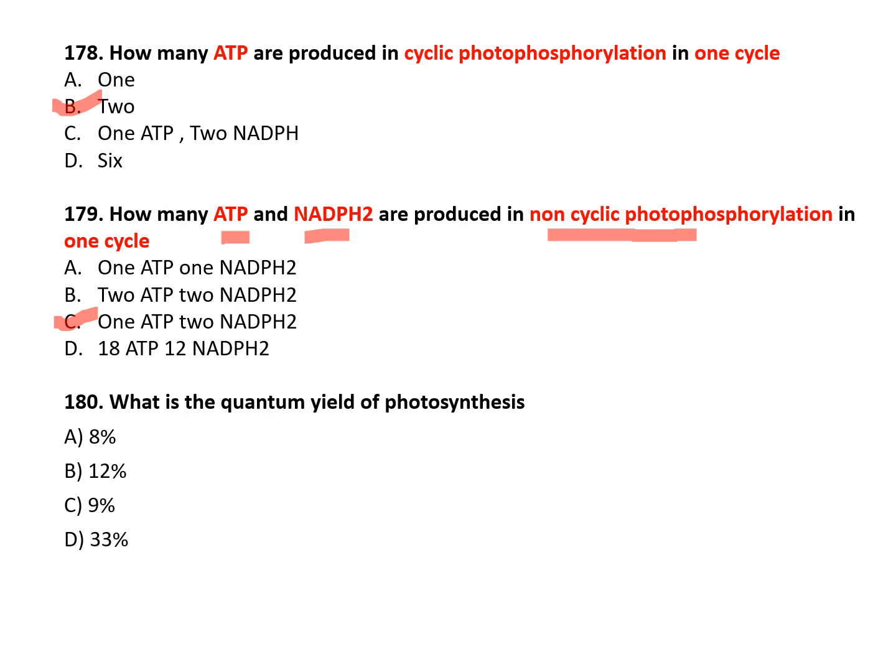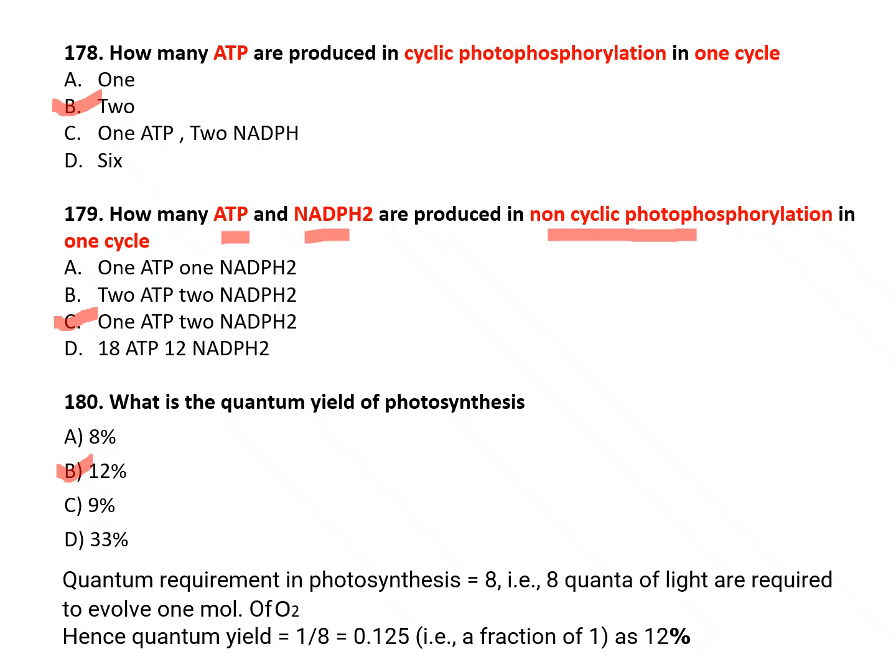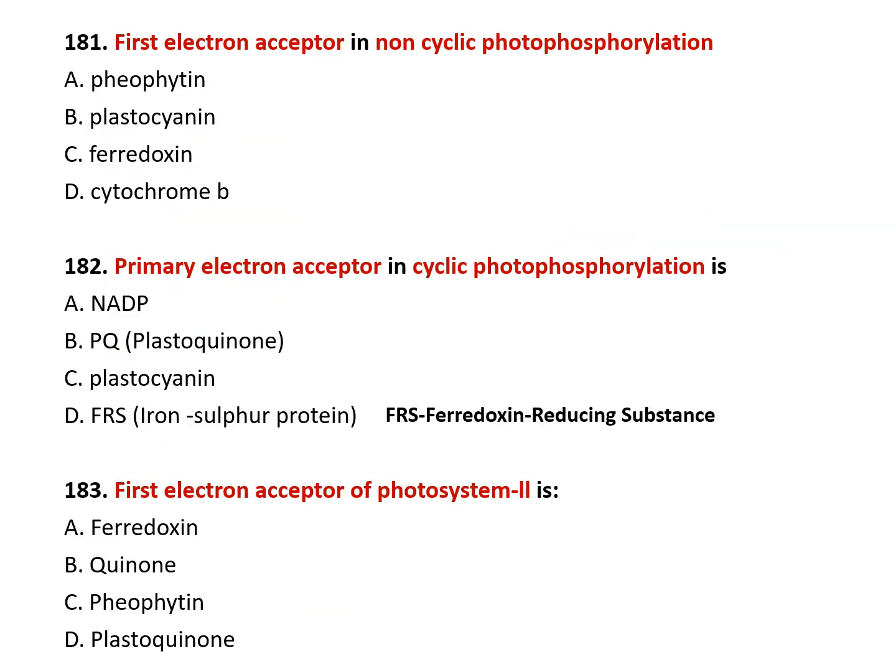The next question, number 180. What is the quantum yield of photosynthesis? Option A 80%, option B 12%, option C 9%, option D 33%. The correct answer is option B, 12%. Quantum requirement in photosynthesis is 8, that is 8 photons. That is, 8 quanta of light are required to evolve one molecule of oxygen. Hence quantum yield equals 1 by 8 equals 0.125, that is a fraction of 1, or 12%. The correct answer is 12%.